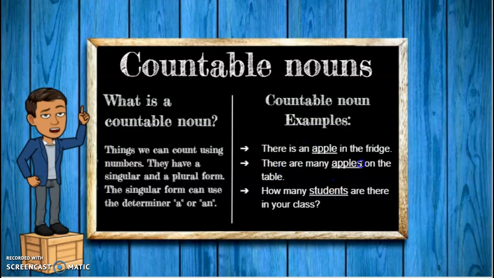There are many apples on the table. The countable noun is apples. Notice the difference. In this situation, we add an S to apple. Okay, you can count. You can say 1 apple, 2 apples, 3 apples.